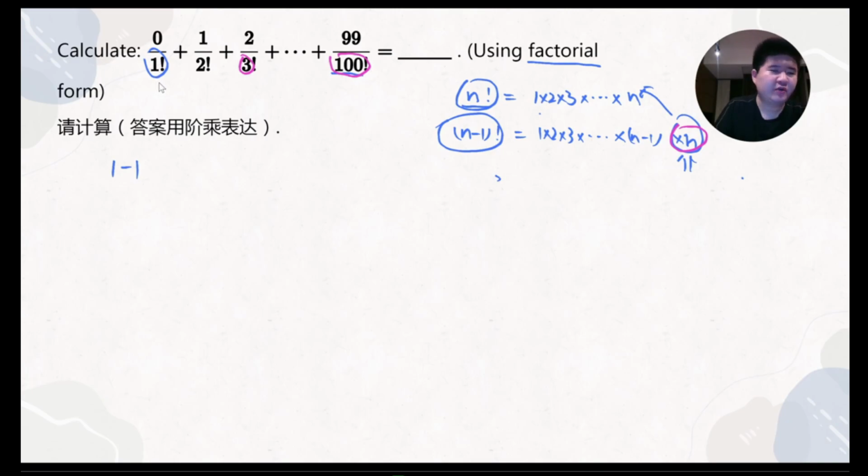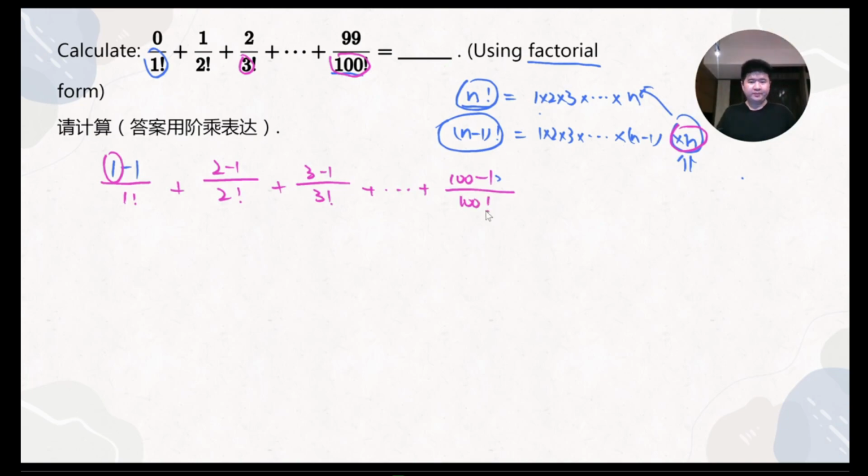a factorial of 1. So we just created 1 here, and 1 minus 1 equals 0. And then the second one is this, we can write it as 2 minus 1 over the factorial of 2, plus 3 minus 1 over factorial of 3, plus 100 minus 1 over factorial of 100. 我们现在都把它拆成这样的形式，接下来要干什么？接下来咱们要开始变形了，见证奇迹的时刻。It's time to see the miracle happen.